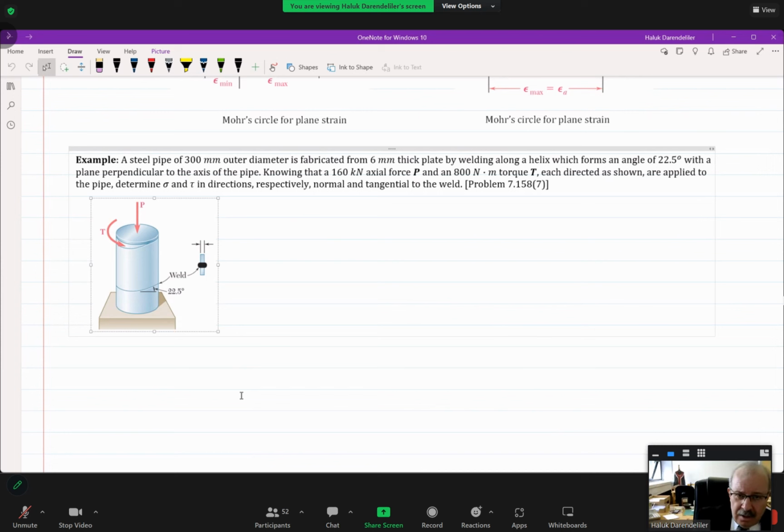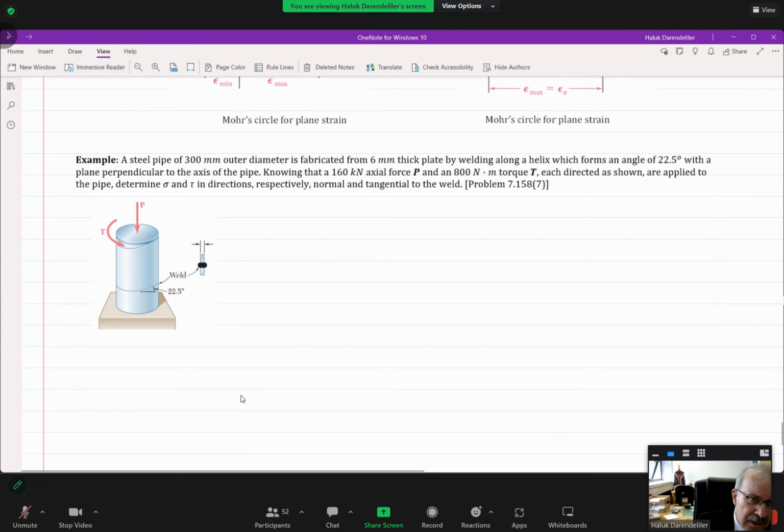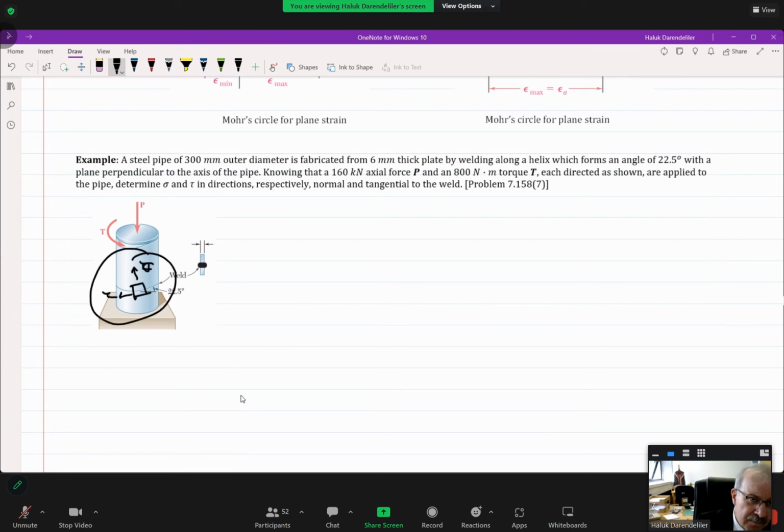Now, we are looking for sigma and tau in the directions respectively, normal and tangential to the weld. The problem says this. If I use a cubical element here, an inclined cubical element like that, an inclined one, I am looking for sigma and tau on this element. Okay, this is the question.